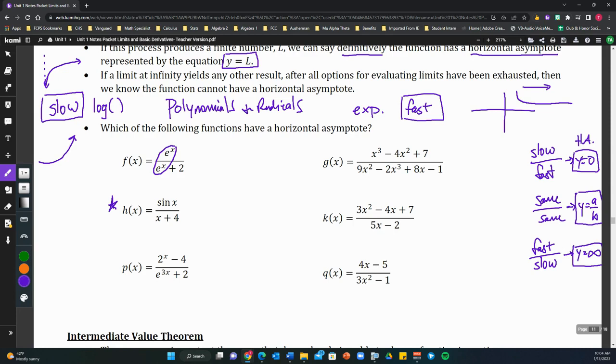So in this case, because these are both e to the x, or exponentials, when comparing two exponentials, you have to compare their bases. So the bigger the base, the faster the growth. Smaller the base, the slower the growth. Or in this case, they are the same base. That's the exact same thing. So in this case, this is a same over same situation. So the ratio of their coefficients, or in this case, 1 over 1, would yield our horizontal asymptote.